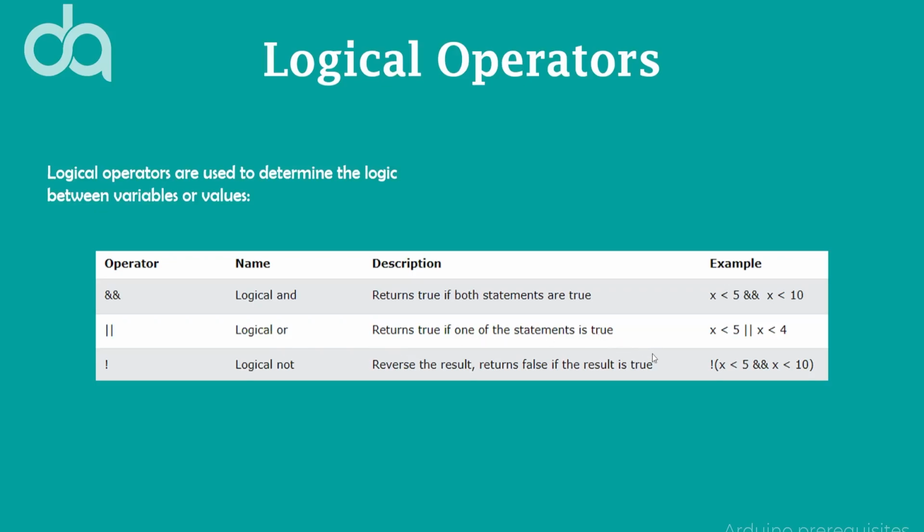Okay, that's it. Logical OR returns true if one of the statements is true. For example, here, if x is equal to 4, 4 is not greater than 4, but 5 is greater than 4. But here we use the OR operator, okay? So the result of this code is true. And logical NOT reverses the result, returning false if the result is true. It's very easy. And now I want to show you in the Arduino IDE.